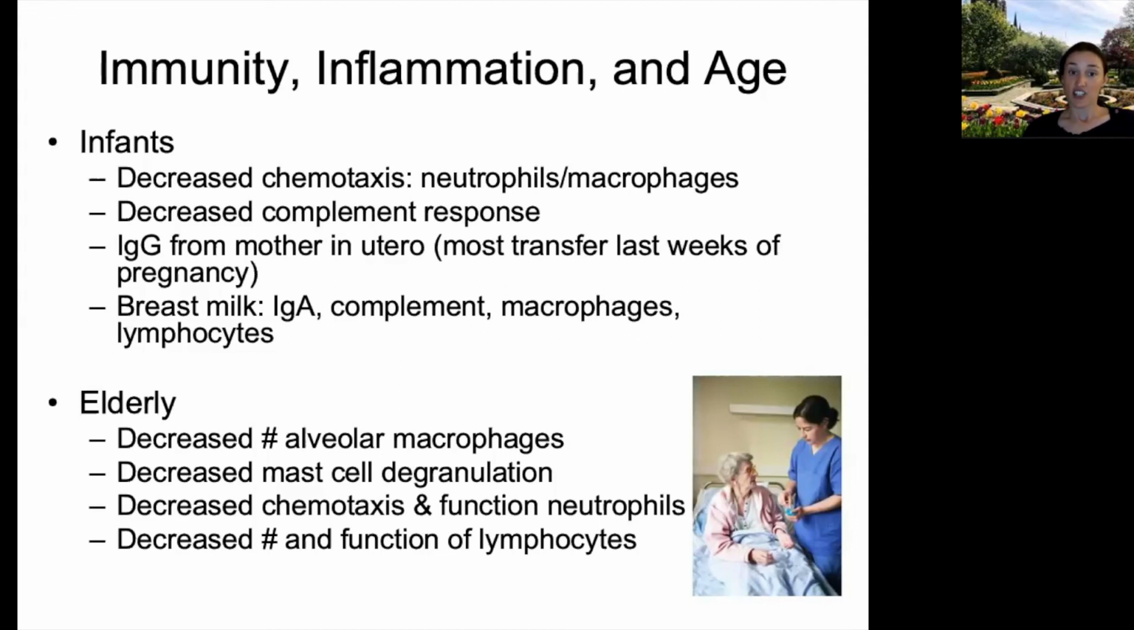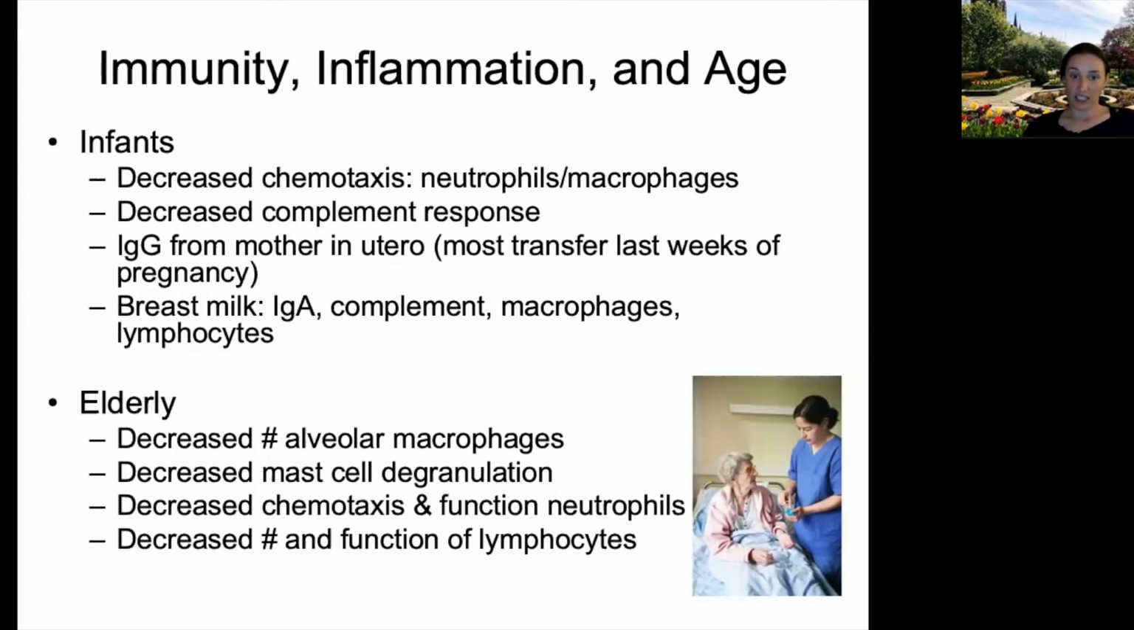They get IgG from the mother in utero, most transfers in the last weeks of their pregnancy. They also get immunity through breast milk. They get IgA, complement, macrophages, and lymphocytes.